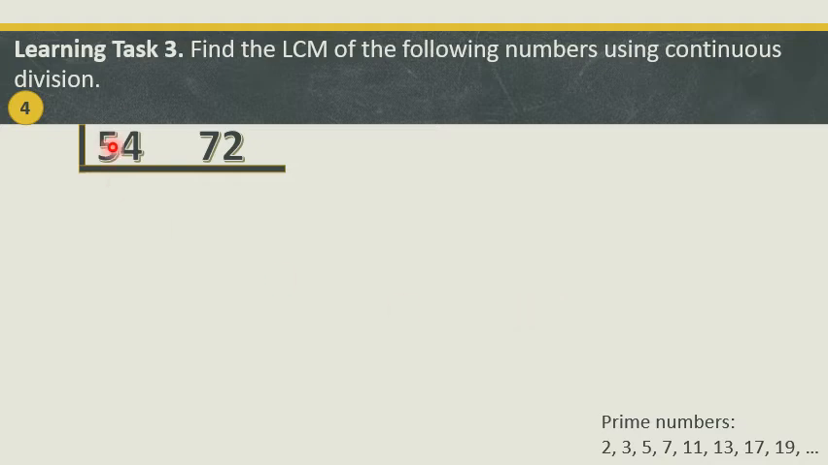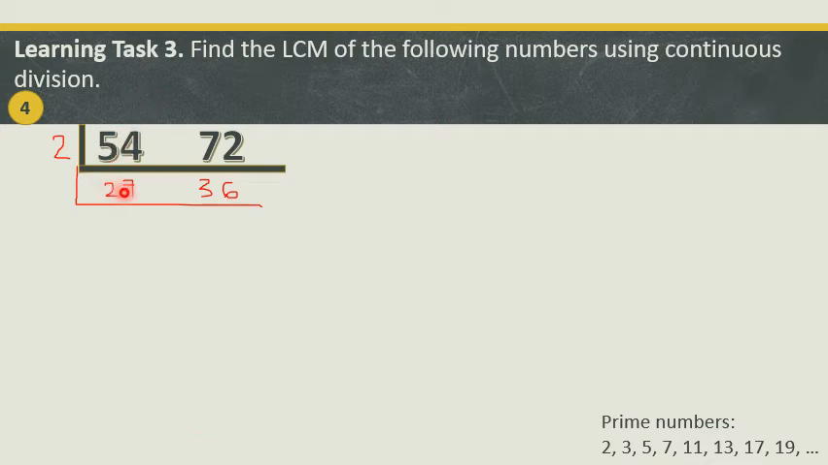Then, number 4, we have 54 and 72. So, since sila ay even numbers, so pwede natin i-divide sa 2. So, 54 divided by 2 is 27. And 72 divided by 2 is 36. Now, since ang 27 ay hindi na even number, so dun tayo sa 3. So, tingnan natin kung divisible to sa 3.